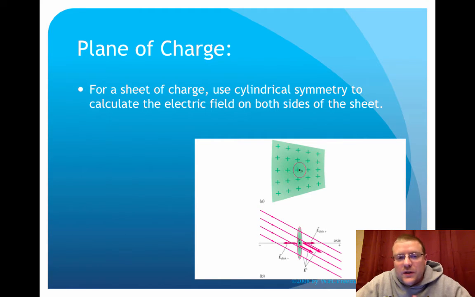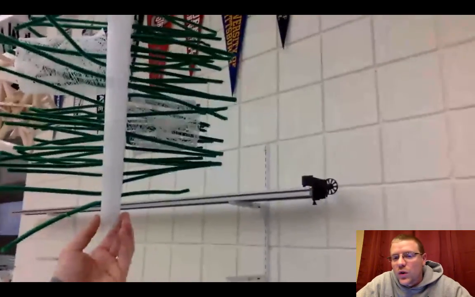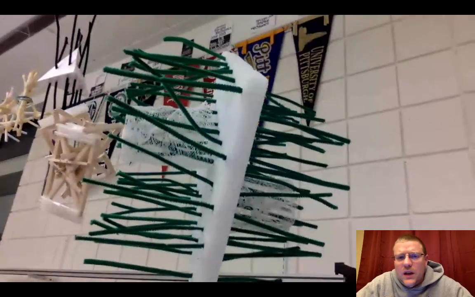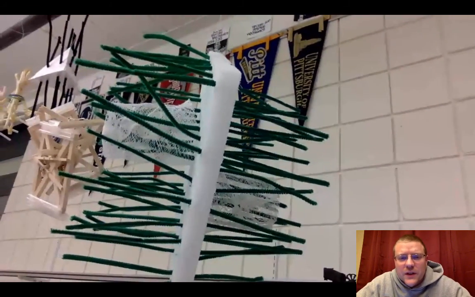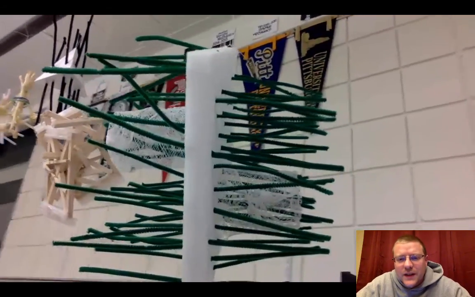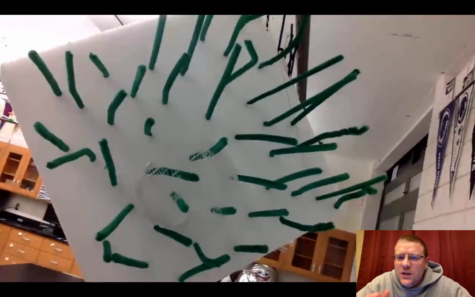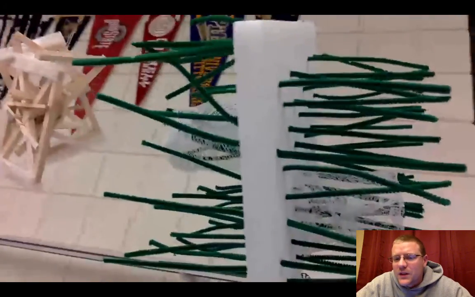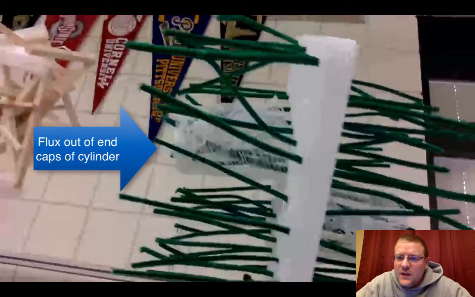So let's look at the plane of charge. In the plane of charge, the one group here had a solid wall with electric field going out in all directions, nice and uniform, and we wanted to find electric field strength. So they didn't want to use spherical symmetry due to crazy angles, so they went with cylindrical symmetry and basically shoved that cylinder into the plane so that it did have flux, but now the flux is coming out of the end caps of the cylinder instead of the sides.